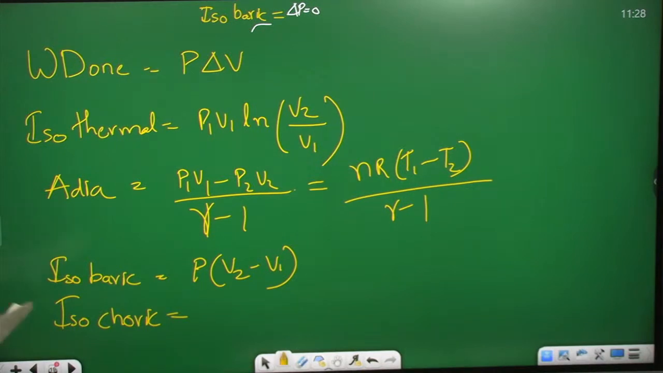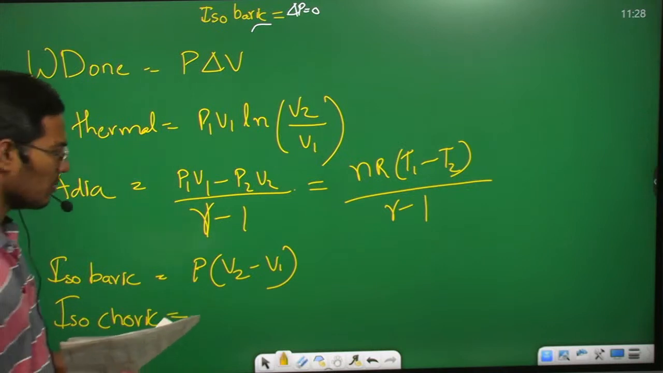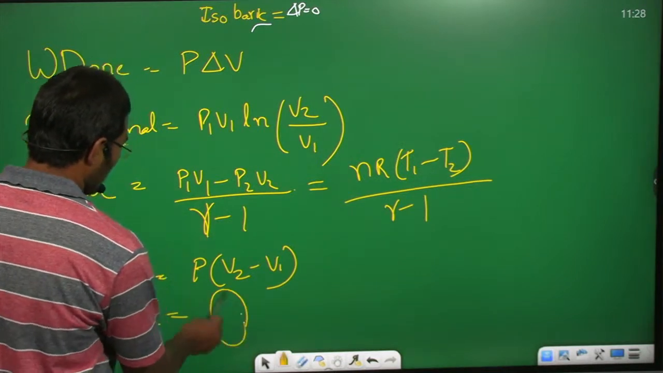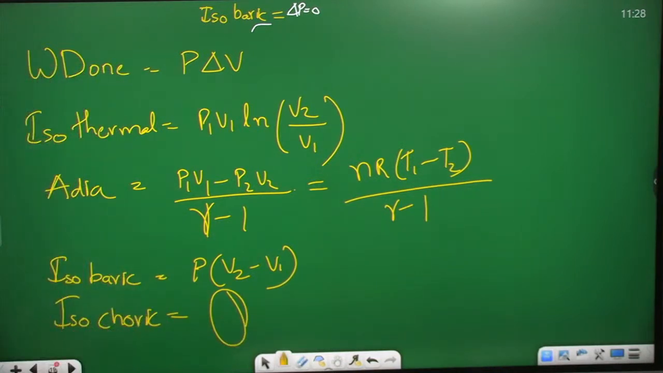So work done for isochoric process. 0. Why? Delta V is 0 for a constant volume, right?